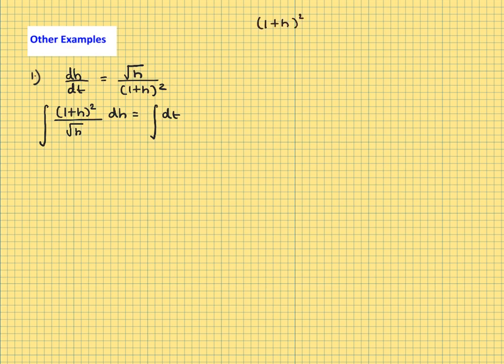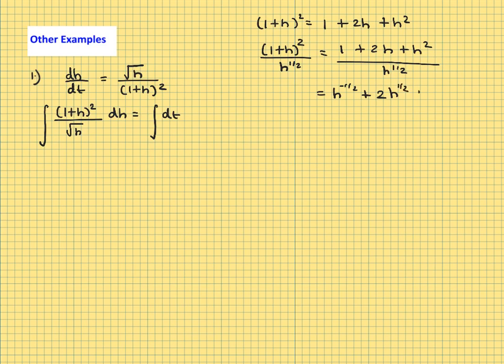(1 plus h) all squared can be expanded to give you 1 plus 2h plus h squared. Now, (1 plus h) all squared over the root of h, or h to the power of a half, then simply means you have these 3 terms all to be divided by h to the half. So each term divided by h to the half gives you h to the negative a half, plus 2h to the half plus h to the 3 over 2.